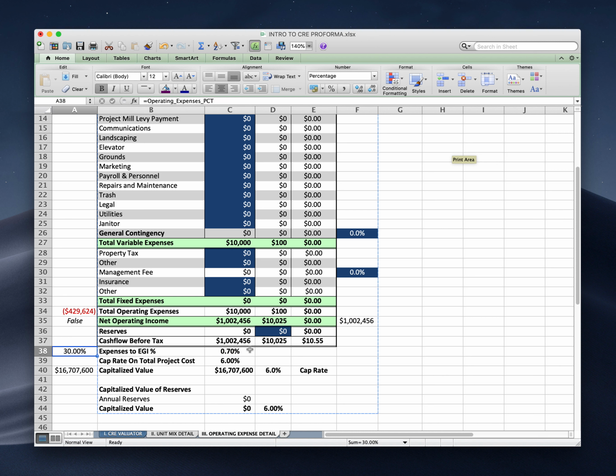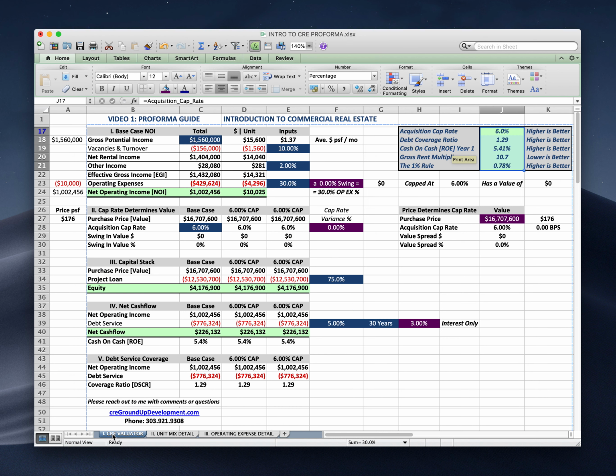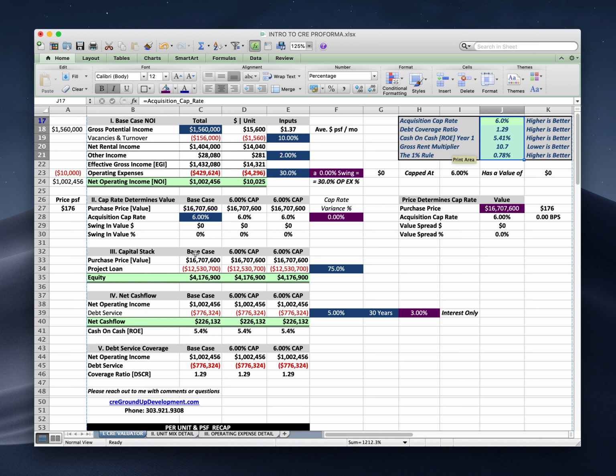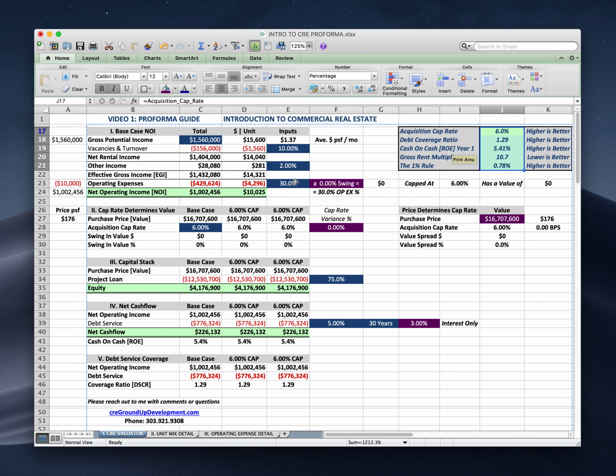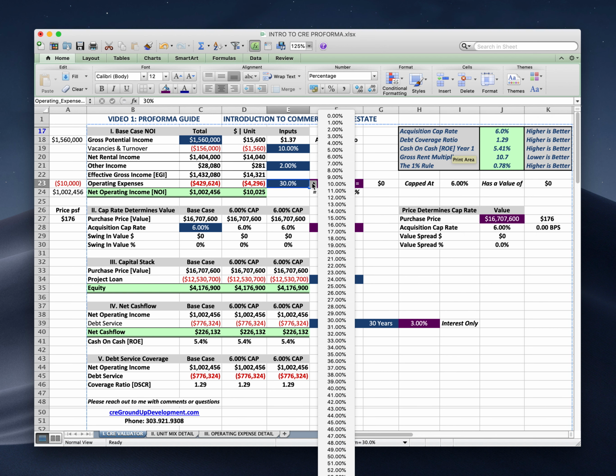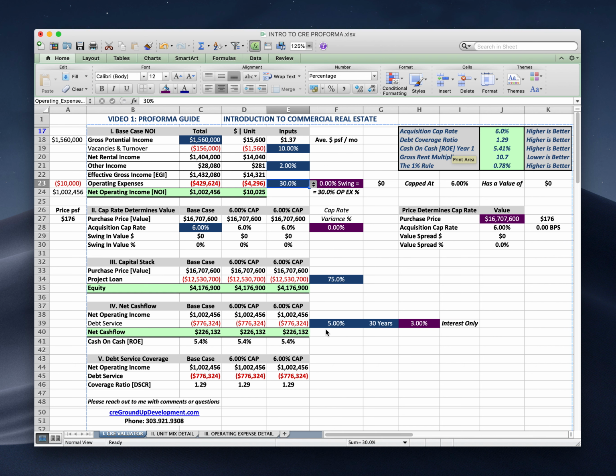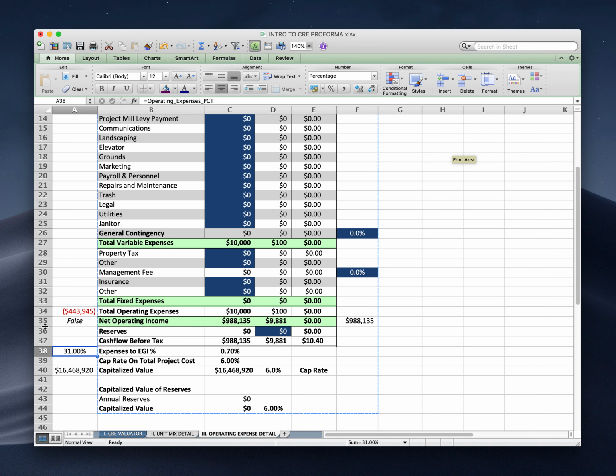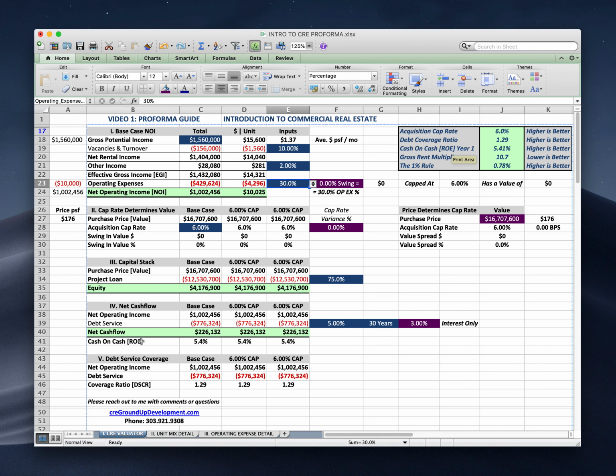And you can see here that this number in this column is the 30% that is being shown in this pro forma right here, this cell right here. So if we change this to 31%, come back over here, that's what it's reporting on the detailed worksheet that we've arranged for you. So that's about it.